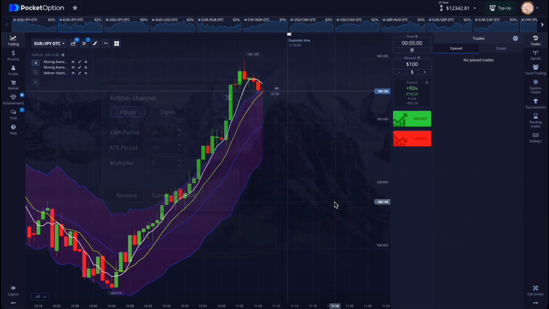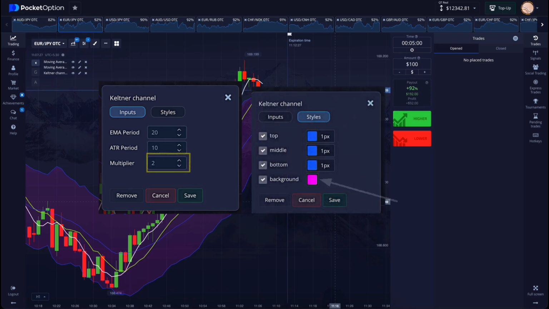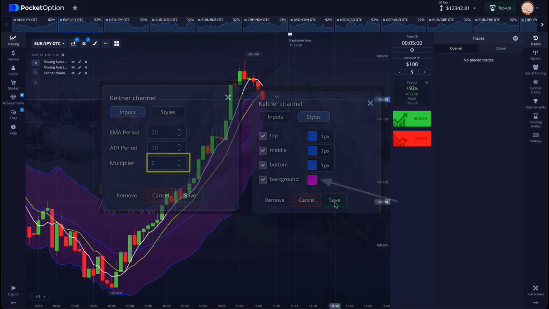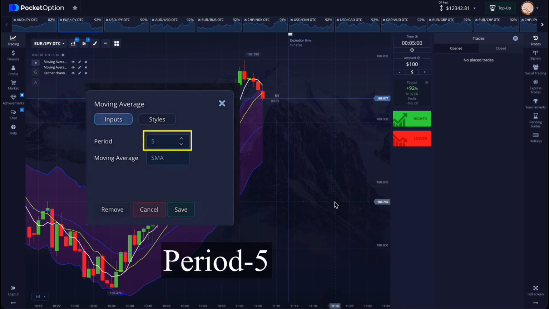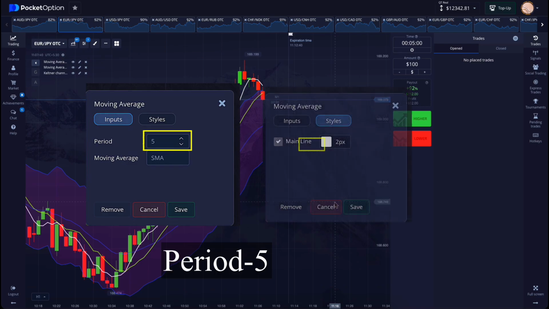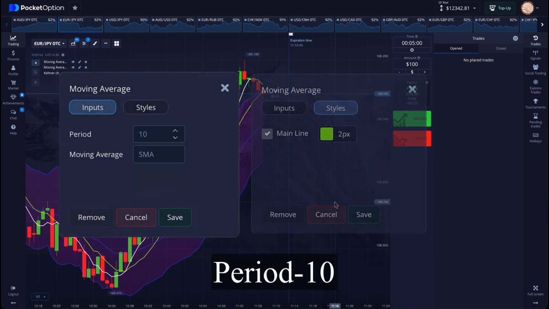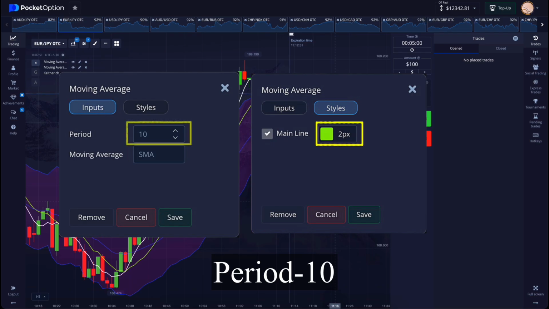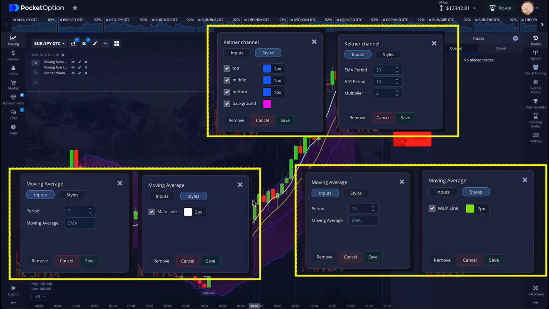Now the settings of Keltner channel have to be set in this way, like typing 2 in multiplier. And the background color I have chosen is pink, and this is complete Keltner channel settings. After that, in the settings of the first moving average line, the period has to be set to 5. And its color has to be kept white. And the settings of the second moving average line have to be set in this way. For example, 10 has to be set in this period. And I have chosen the color of this line as green. So we have added these 3 indicators. And their settings are set this way.